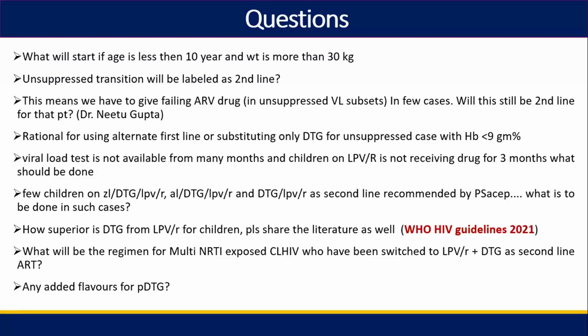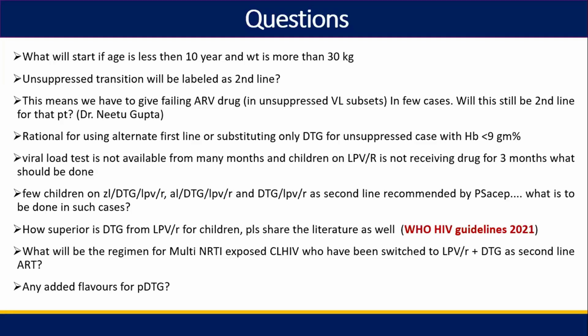Unsuppressed transition will be labeled as second line. It depends on whether the patient was on first line previously or second line previously. That depends on what was the previous regimen. If the child was on first line and now has unsuppressed transition, then it will be second line. If the child was on second line, ZL plus LPVR, then you're shifting. So this opinion, whether it is second line or not, I think the SASIP should be clearly mentioning it in their response.